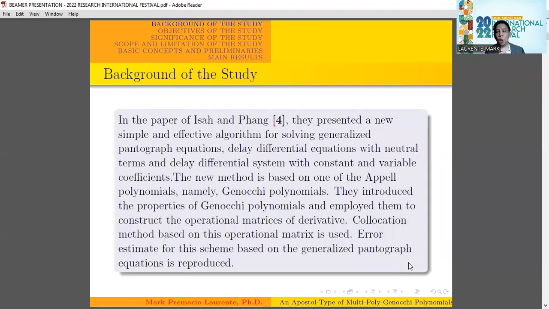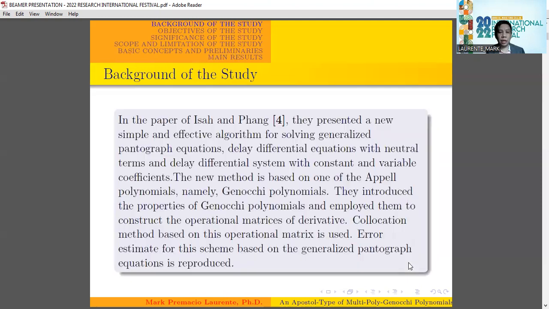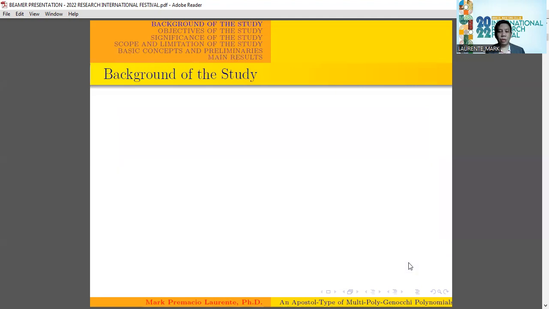To name a few, we have Es and Pang, who presented a simple and effective algorithm in which they use the Appell polynomials, which are the Genocchi polynomials. This is also one of the results in this research paper. This Beamer presentation shows how Es and Pang came up with this algorithm. So this is just a continuation.